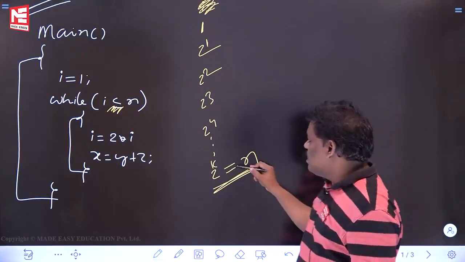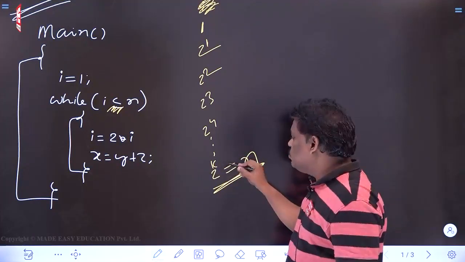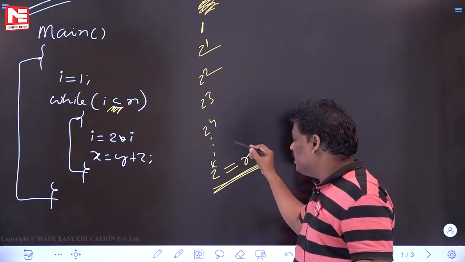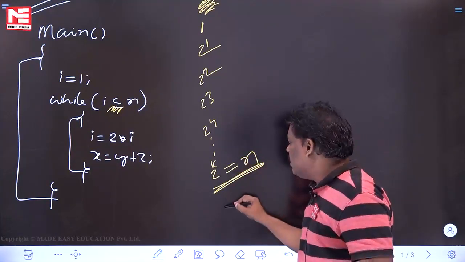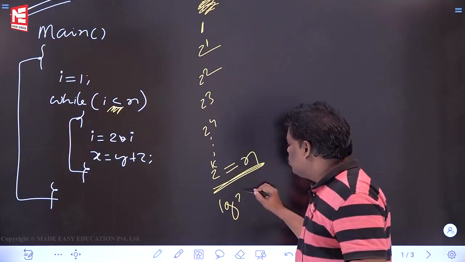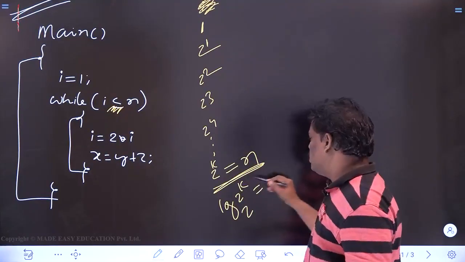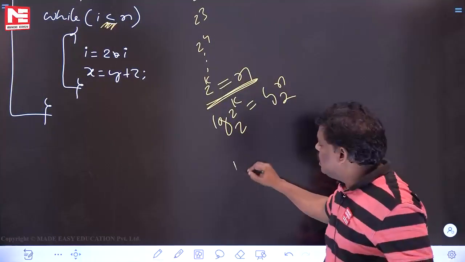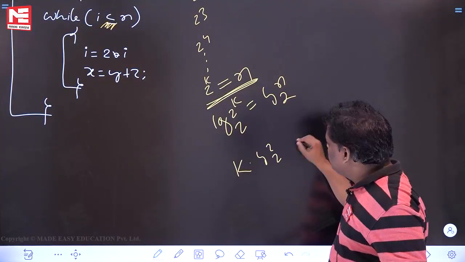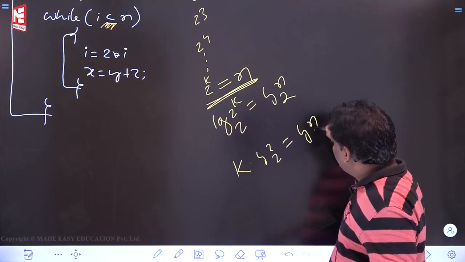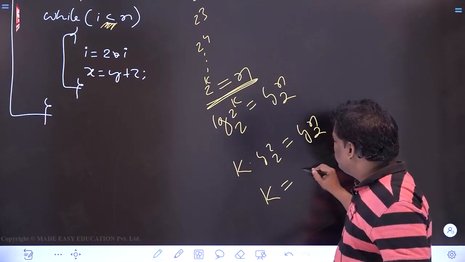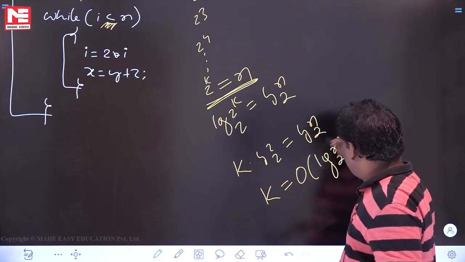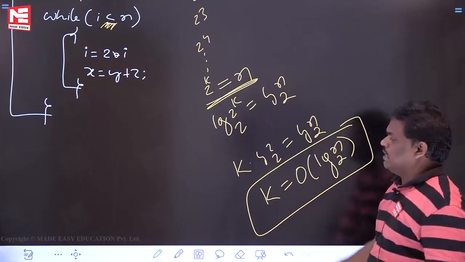Some people are asking, after repeating k times, 2 power k becomes n, that is fine. But what is the k value? How many times did you repeat? Let me check. If you want the k value, apply log base 2 on both sides: log of 2 power k base 2 equals log n base 2. That gives k times log 2 base 2 equals log n base 2. Finally, k is equal to log n base 2. This is the answer.